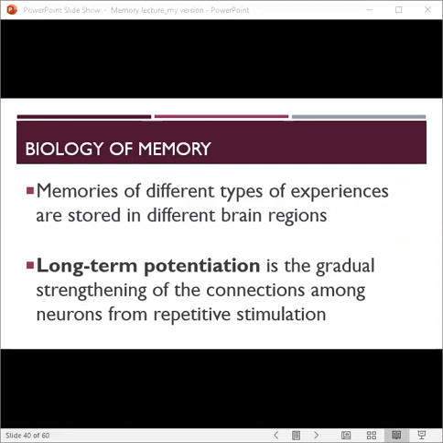Long-term potentiation is the gradual strengthening of the connections among neurons from repetitive stimulation over time. This results in an increased release of glutamate. Most neuroscientists agree that long-term potentiation plays a key role in learning, and that the hippocampus plays a key role in forming lasting memories. But alas, there is no engram. Memories are diffusely stored throughout the brain.